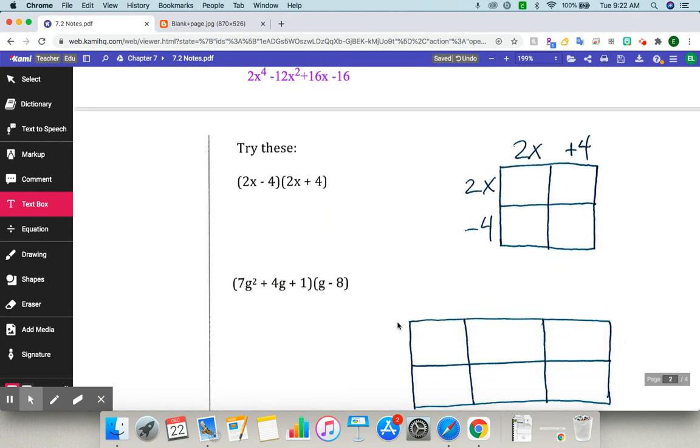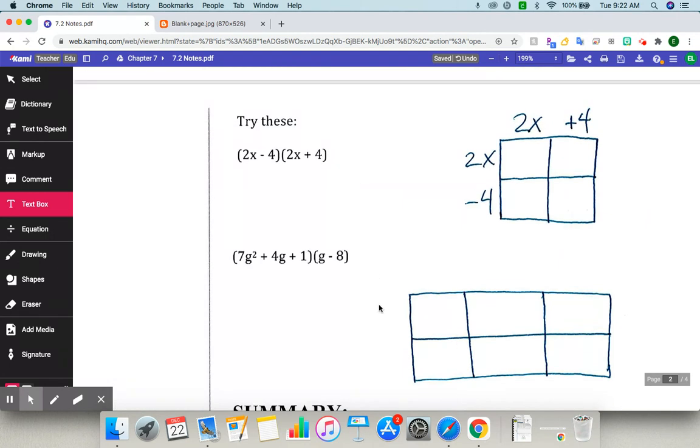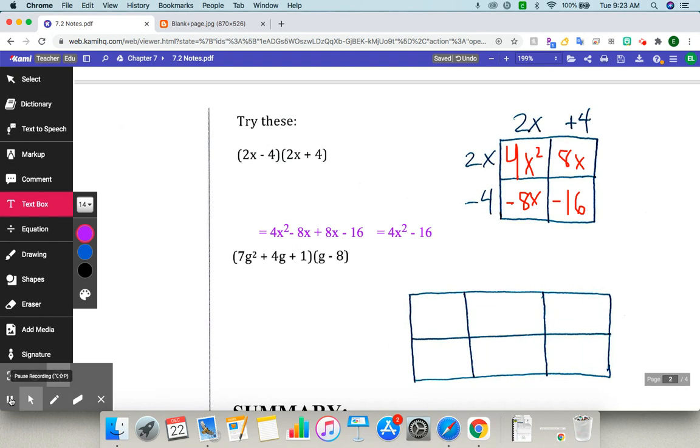So looking at the second page, I do want you to try these on your own. So go ahead and pause the video and attempt them before taking a look at the answers. In this first one, the final answer is 4x squared minus 16. Notice the like terms do cancel each other out.